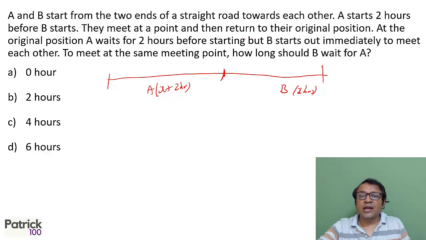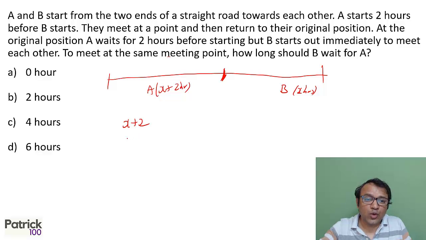They meet at a point and then return to the original position. At the original position, A waits for 2 hours before starting. Now, if they want to meet again at this point, how long will A take? A has traveled X plus 2 hours, he'll wait for 2 hours, and he has to come back in X plus 2 hours to reach the position. So he'll take a total of 2X plus 6 hours.